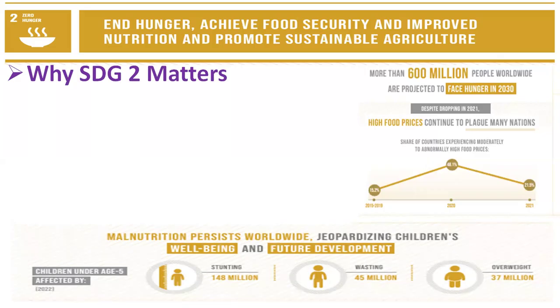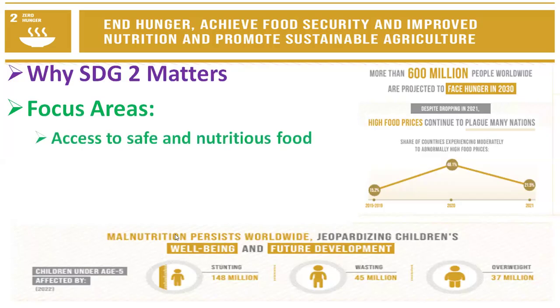Then we have the focus areas for SDG 2, basically access to safe and nutritious food, to ensure that all people, particularly vulnerable groups like infants, women, and older adults, have access to sufficient, safe, and nutritious food throughout the year, and to address inequalities in food distribution and eliminate food deserts.